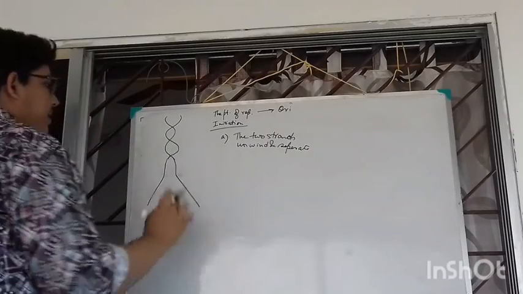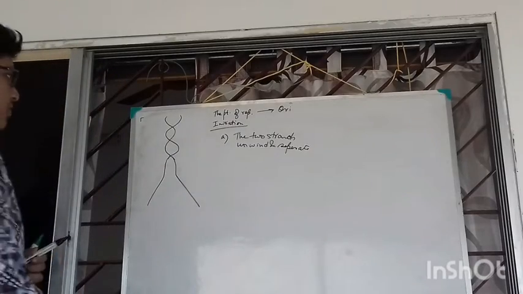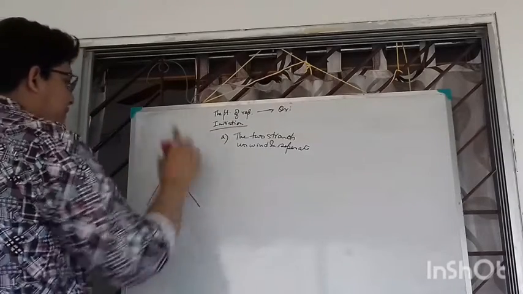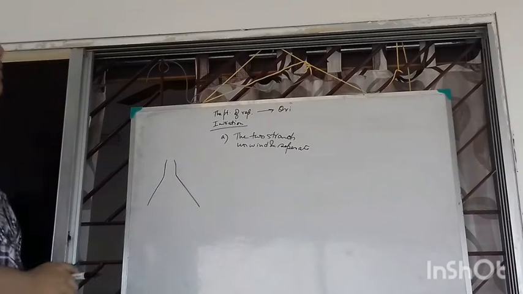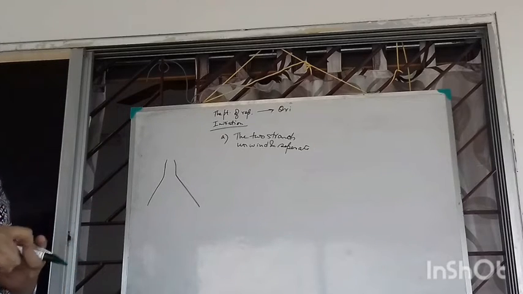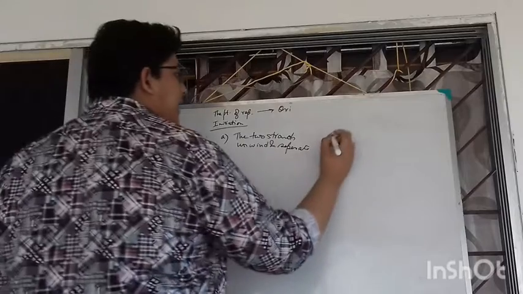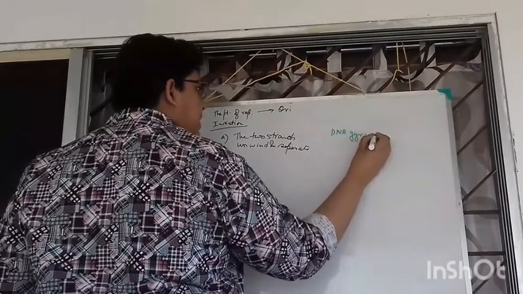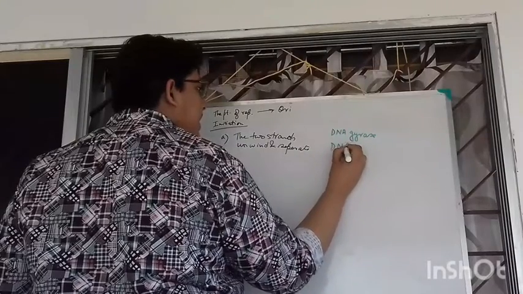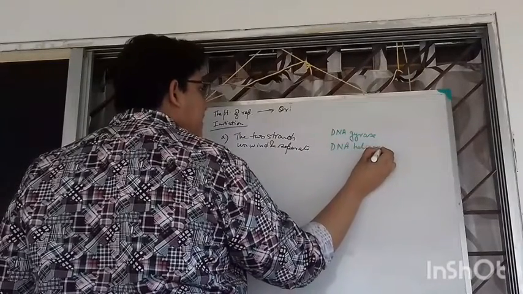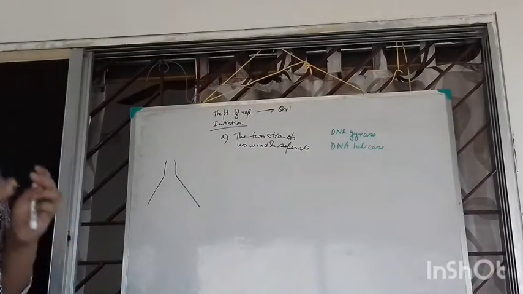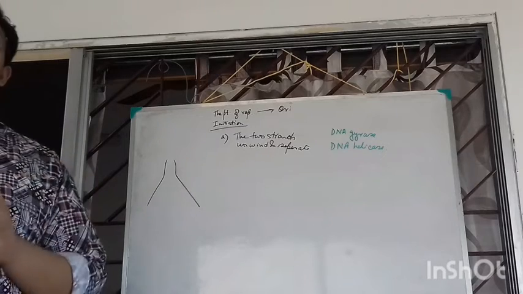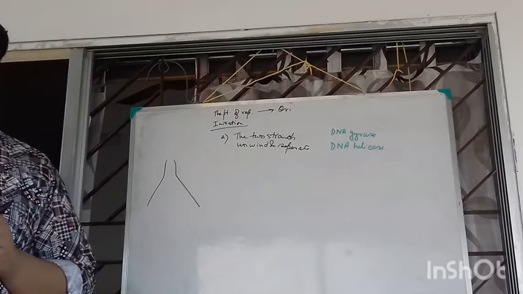Okay. In your examination, you need not draw this portion, I am just explaining. Like this, they unwind and open. What is the enzyme that is responsible for this? The enzyme is DNA gyrase, DNA helicase. Okay. So DNA gyrase and DNA helicase unwind the two complementary strands of DNA.